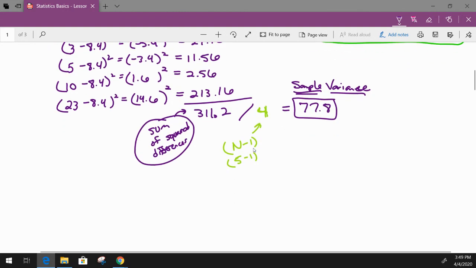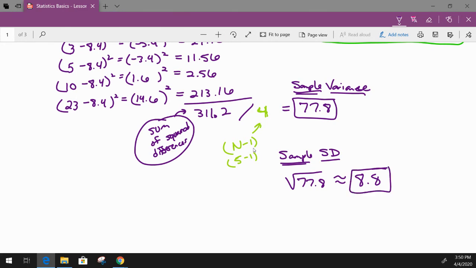And then to find my sample standard deviation, you would just take the square root of that 77.8, which is approximately 8.8. Right, so that's our lesson on sample variance and sample standard deviation. And again, the only difference was what you were dividing by here. You're dividing by n minus 1 rather than n.